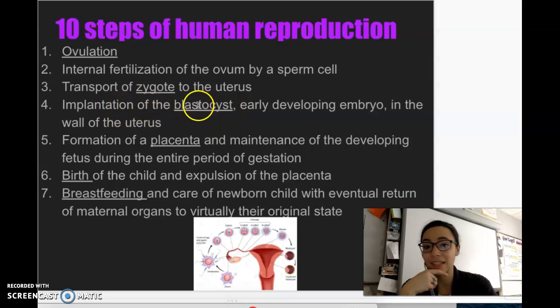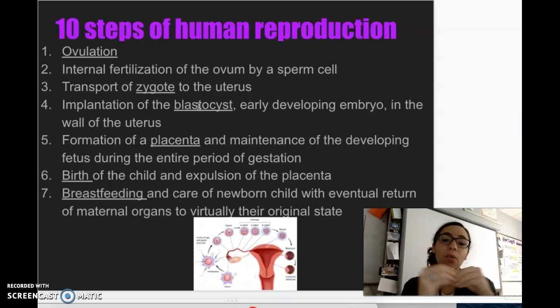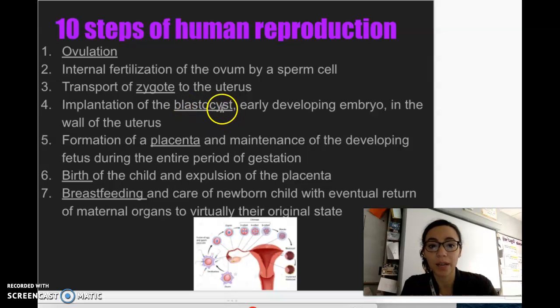Implantation of the blastocyst. After the egg has been fertilized, it's called a zygote, and after a couple days, once it starts developing and making more cells, those cells are dividing, it's called a blastocyst, which is an early developing embryo. It implants into the uterus, then eventually the placenta forms, which can maintain the developing fetus for the period of gestation. And then the birth of the child, expulsion of the placenta, so the baby needs to come out once it's full grown.